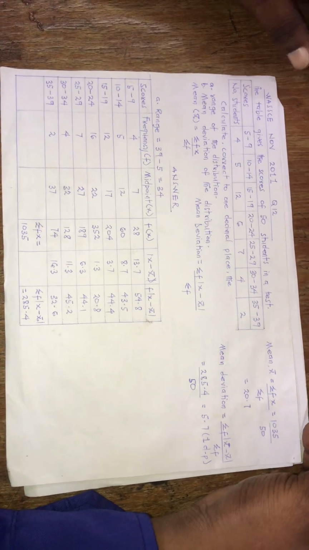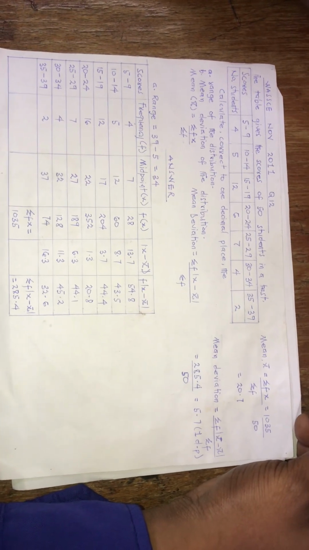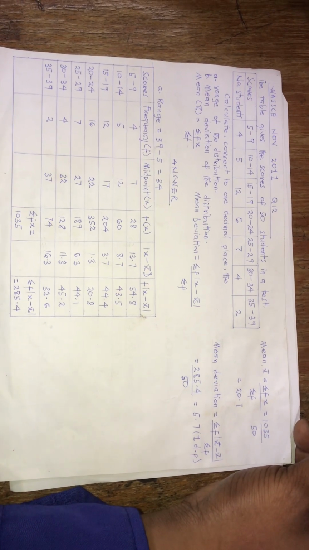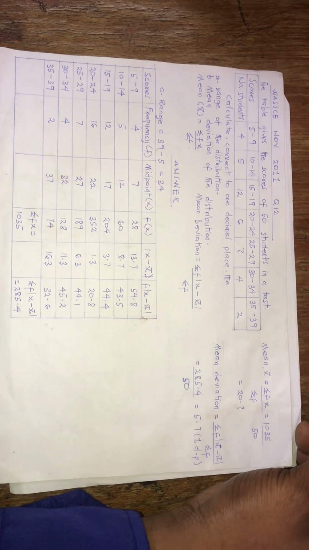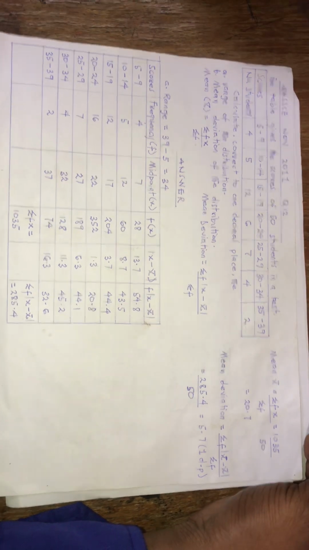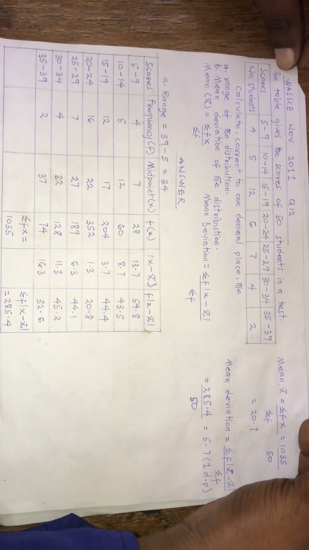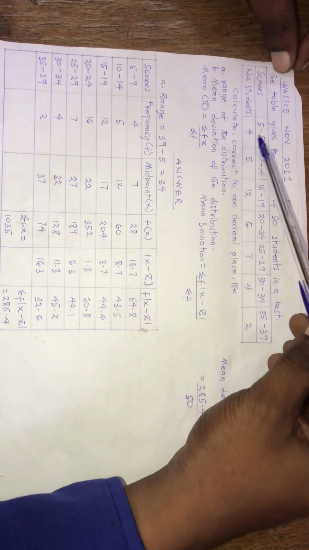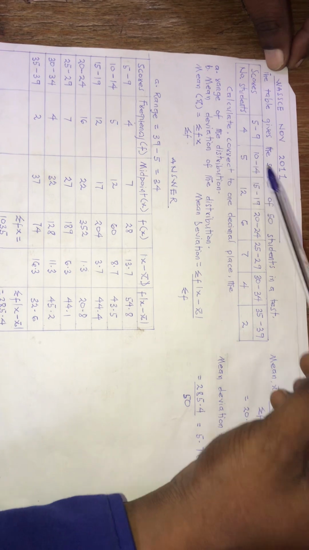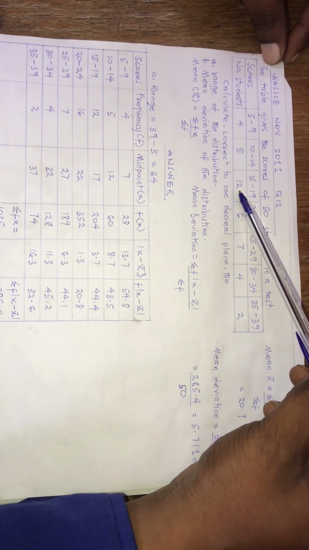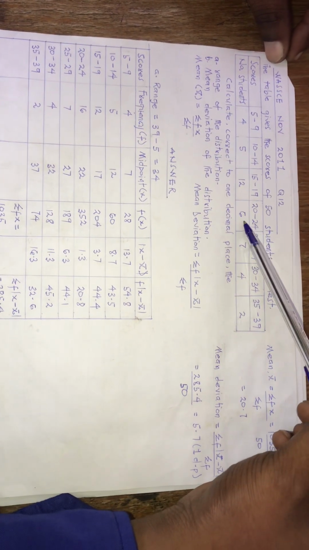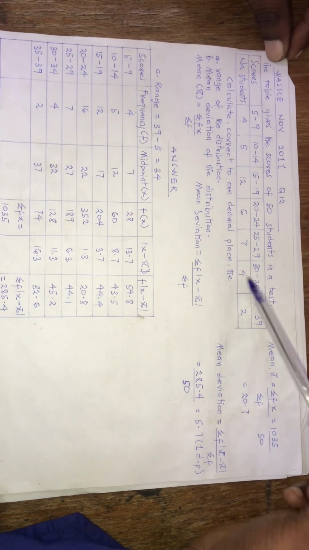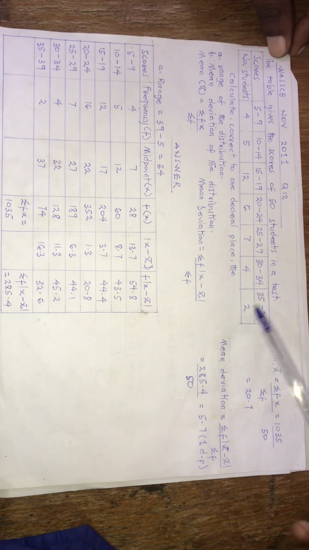All right, today we'll be looking at how to calculate the range and mean deviation from a frequency distribution table when grouped data is given. When we say grouped data, they normally have class intervals. So we have 5 to 9, which is 4, 10 to 14, which is 5, 15 to 19, which is 12, 20 to 24, which is 6, 25 to 29, which is 7, 30 to 34, which is 4, 35 to 39, which is 2.